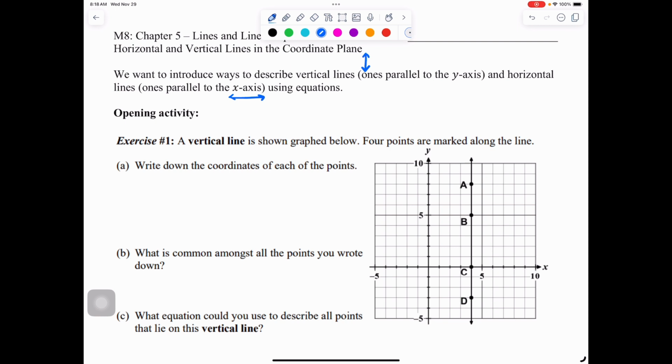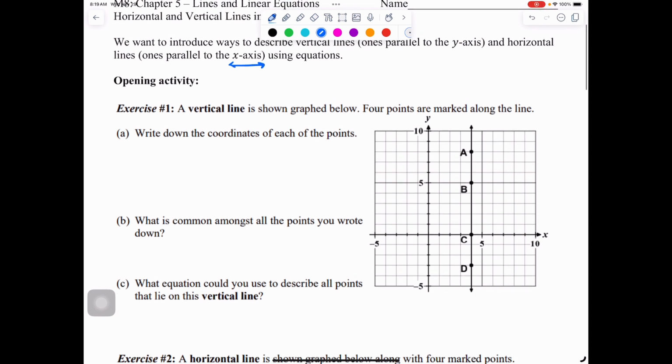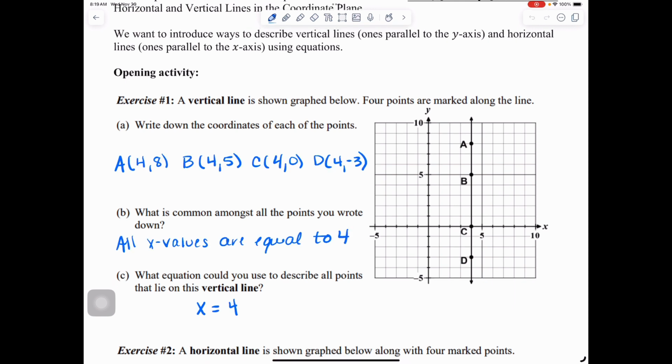As an opening activity to introduce you to this idea, I would like you to complete exercise 1 by yourself. Pause the video, try parts A, B, and C, and then resume the video to go over your answers. Okay, now that you had a chance to try by yourself, let's look at exercise 1.